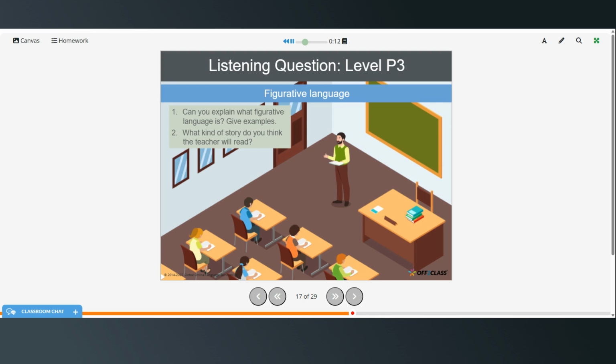Figurative language. This language arts class is learning about figurative language. Listen as the teacher reads the class part of a story.